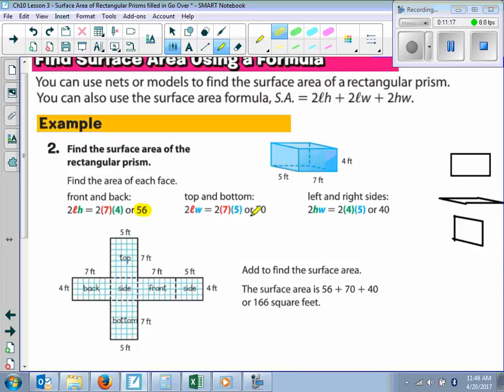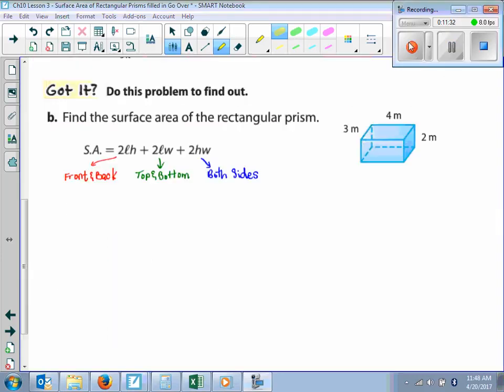We have the front and the back. We have the top and the bottom. And now we have the 2 sides. And now to get the total surface area, you just add them all together. And we get 166 square feet.